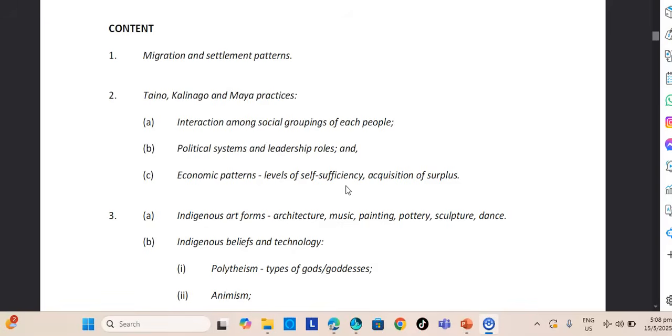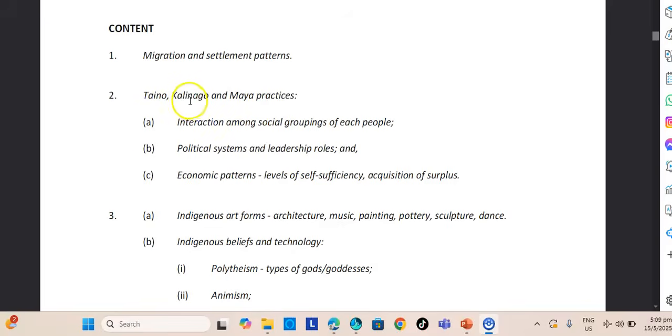So, quick summary of the Tainos. Taino society featured cooperative interaction among well-defined social groups with leadership focused on communal welfare. Their political system was village-based, with the cacique as a central authority. Economically, they were highly self-sufficient, producing surpluses that supported trade, leadership, and social events. Their way of life was balanced, sustainable, and deeply tied to the land and community.